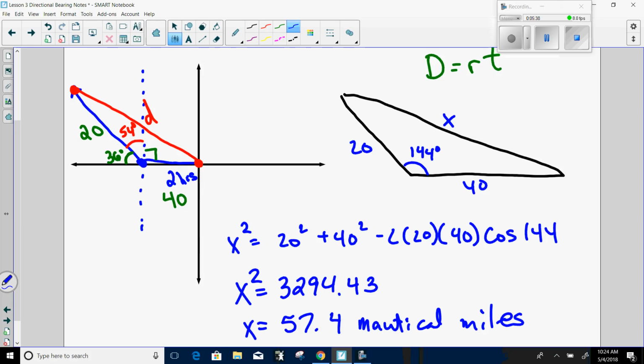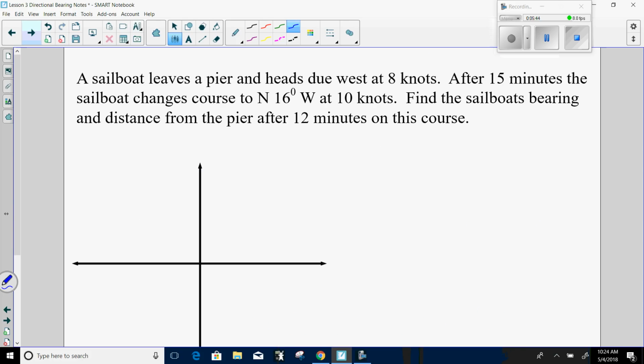Okay, so that's how you set that up. You have to be able to read, understand how to draw the diagram, and then go from there. So let's look at the next one.